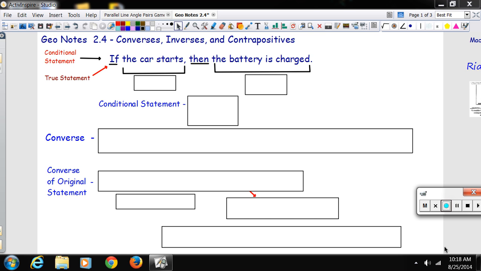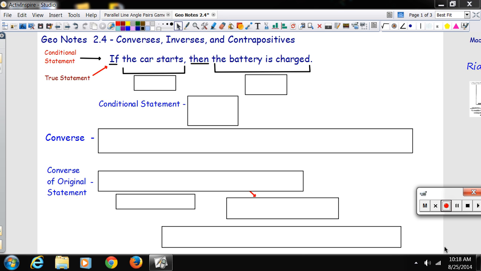All right, here we go, section 2.4. Geo Notes. We're going to talk about converses, inverses, and contrapositives. But we have to think back to what we did on Friday, which was 2.3 notes, and we talked about conditional statements. If, then statement.